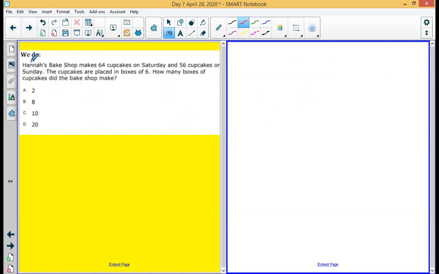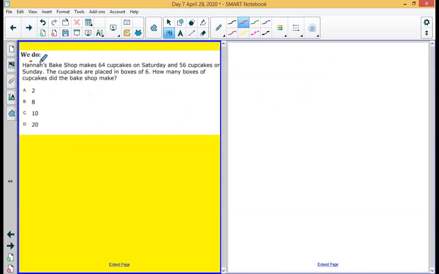all right, our last and final problem is a we do, and it reads, Hannah's Bake Shop makes 64 cupcakes on Saturday and 56 cupcakes on Sunday. The cupcakes are placed in boxes of 6. How many boxes of cupcakes did the bake shop make? Is our big question.